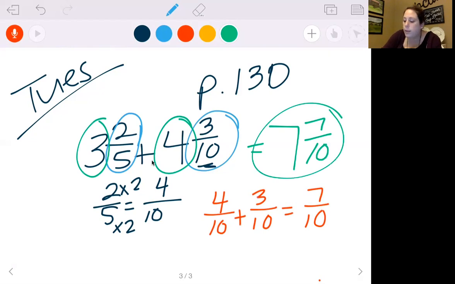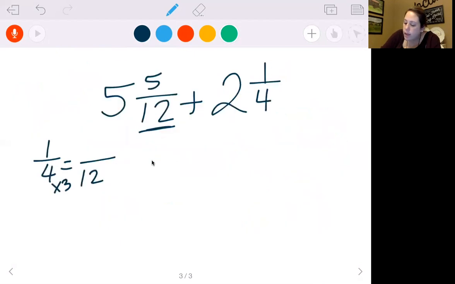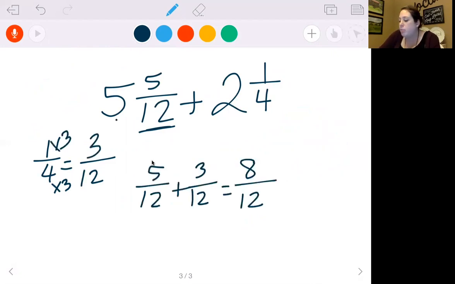So let's do a couple that they give you. One they give you is 5/12 plus 2 1/4. On this one, we can change that 4 to equal something over 12. So 4 times 3 is 12. 1 times 3 is 3. So now I have 5/12 plus 3/12. 5 plus 3 is 8 over 12. That should be an equal sign, sorry. 5 plus 2 is 7. So I have 7 8/12.